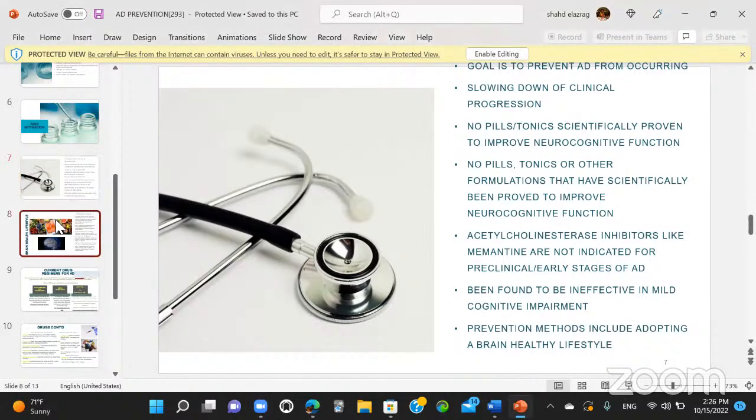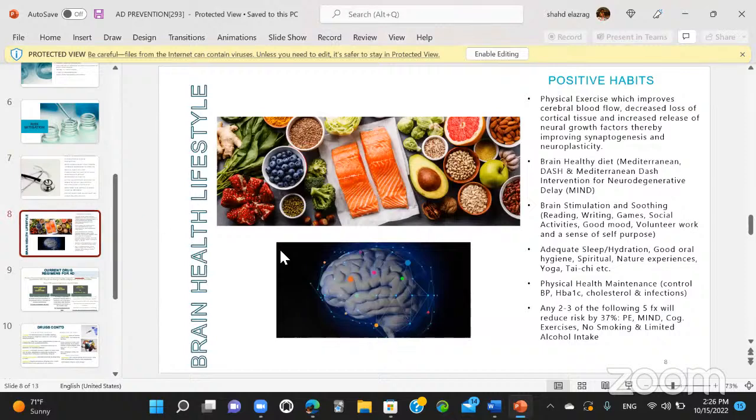Okay, so the brain healthy lifestyle, we could build it with some positive habits. The first one is physical exercise, which improves cerebral blood flow, decreases loss of cortical tissue, and increases release of neural growth factors, thereby improving synaptogenesis and neuroplasticity. The second point is a brain healthy diet. This could be the Mediterranean diet, DASH diet, and Mediterranean DASH Intervention for Neurodegenerative Delay, MIND.